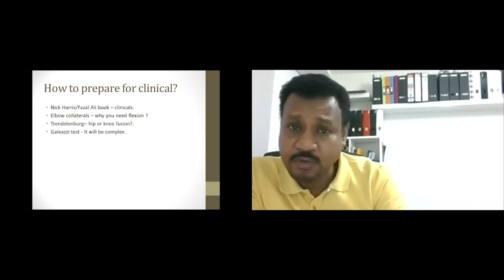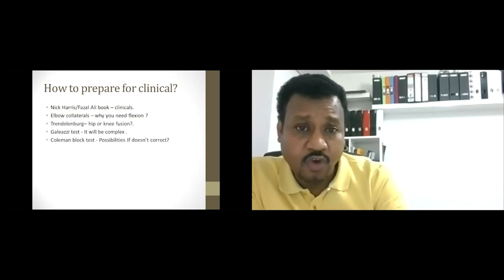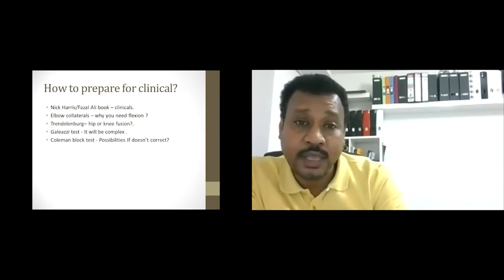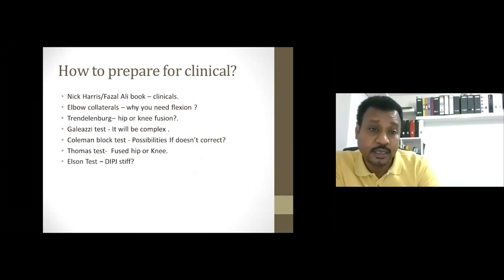As I said, it will not be straightforward. Coleman block tests, they will ask you about the possibility if it does not correct. So it should be either hindfoot driven or, for example, stiff. But you would confirm by doing the movement of the subtalar joint. Thomas test as well. They would not give it straight, they will give you with a fused hip or knee. Else, for example, you also need to check that the DIP joint is double first before you do the test.